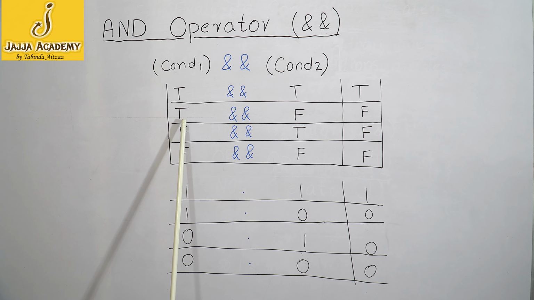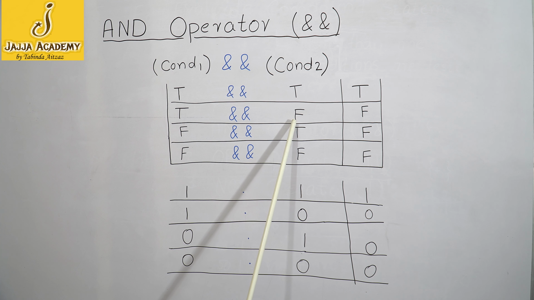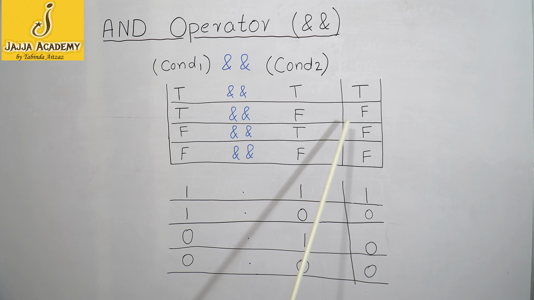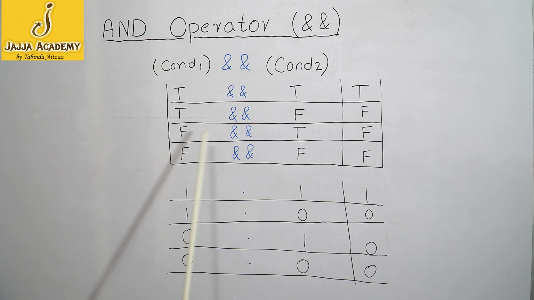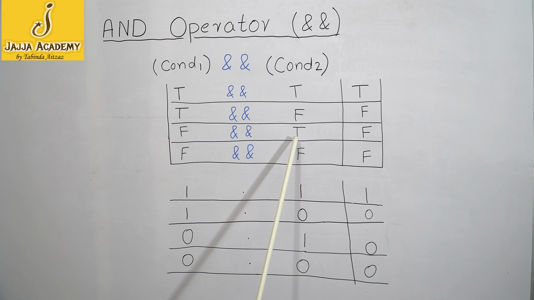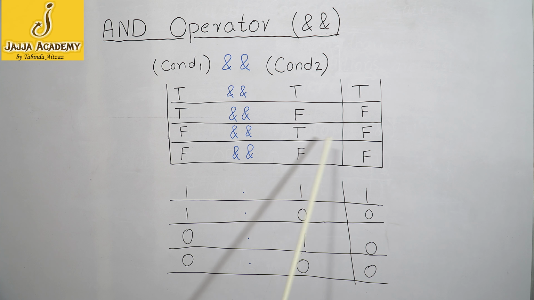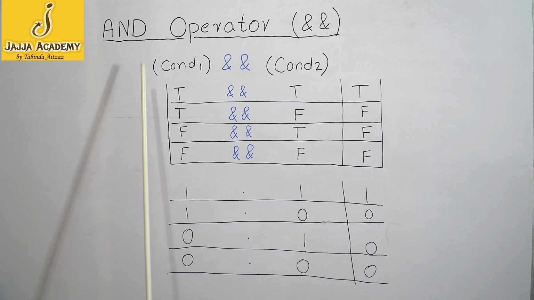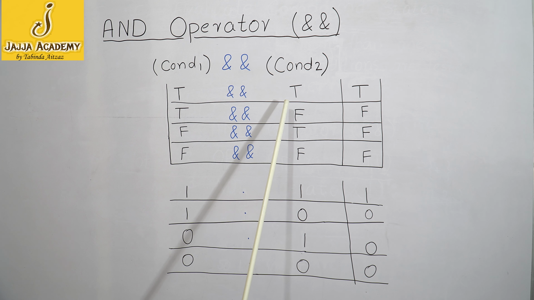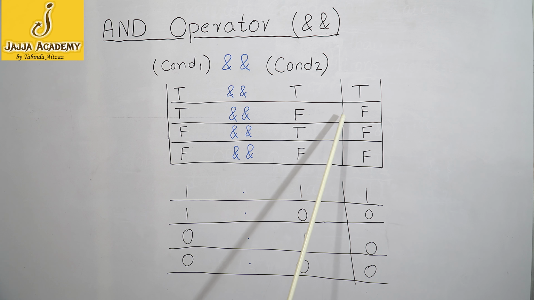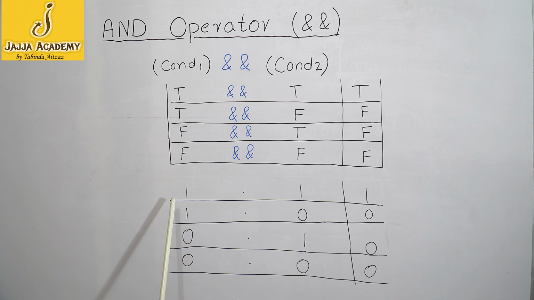For example, if condition 1 is true but the second condition is false, then the AND operator will return false. If the first condition is false and the second condition is true, then the AND operator will return false. And if both conditions are false, then it will return false. Simply I can say that while using the AND operator, if two conditions are true, then it will return true. Otherwise, it will return false.